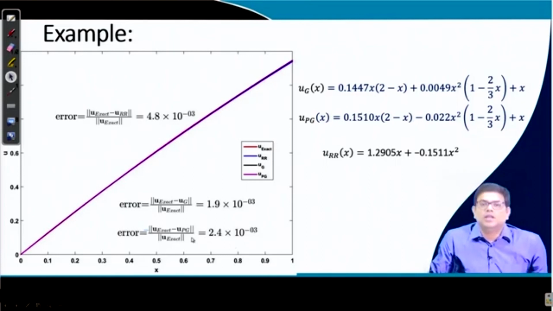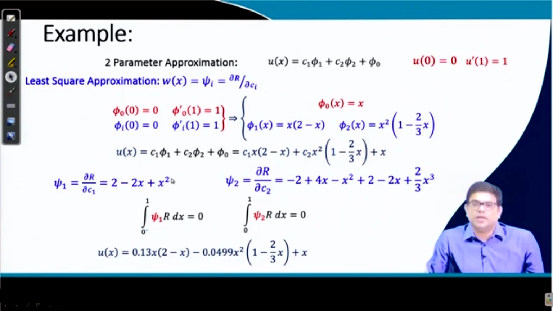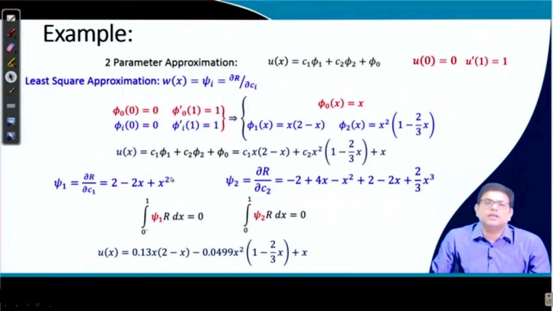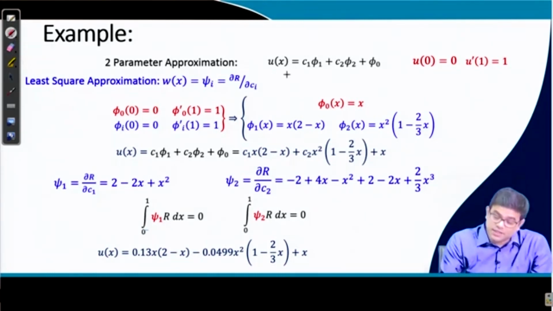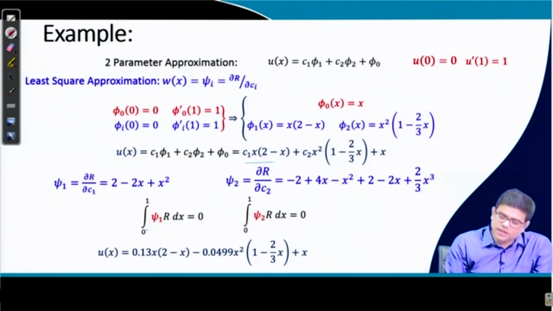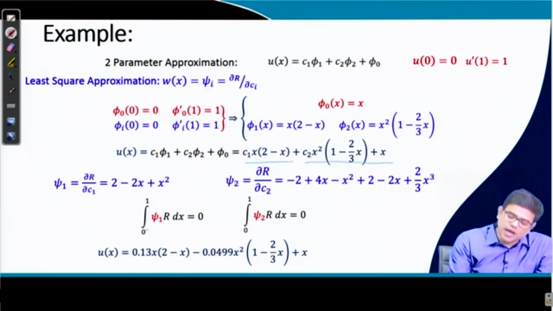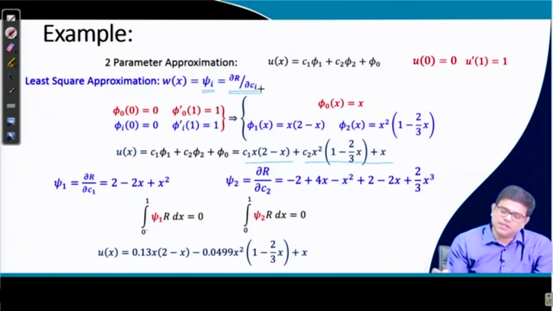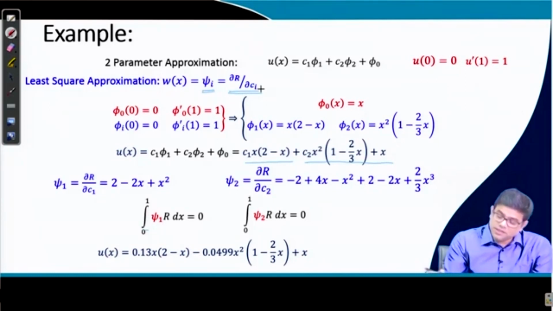Now the next thing I will solve with the least square method. So in the least square method, again the approximations remain same. So approximation doesn't change at all. So the approximating functions, I take these two functions. So only change is that psi i is del r del Cj. So what is the meaning of this?